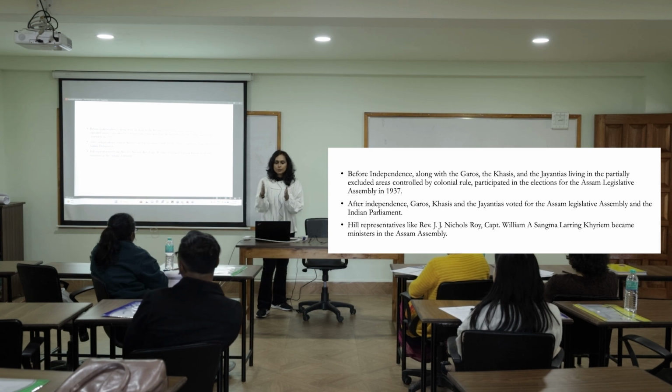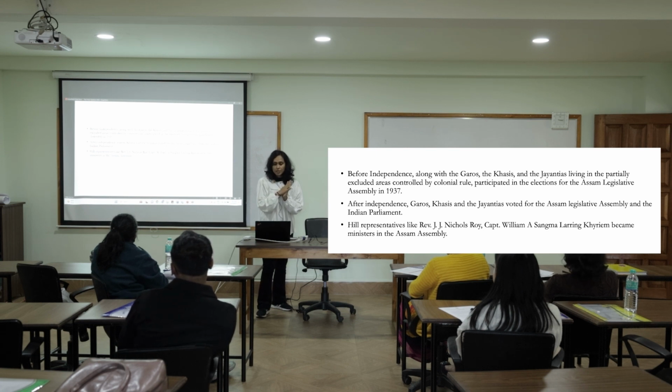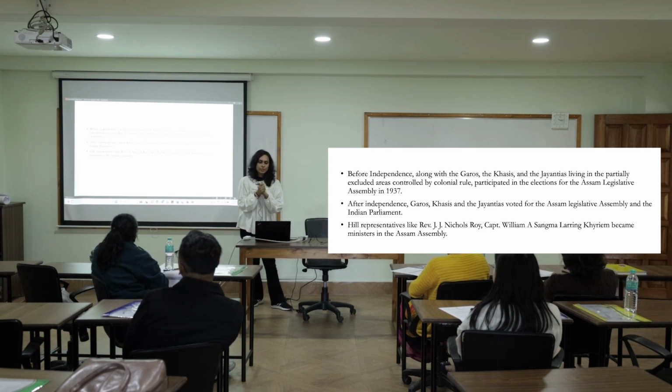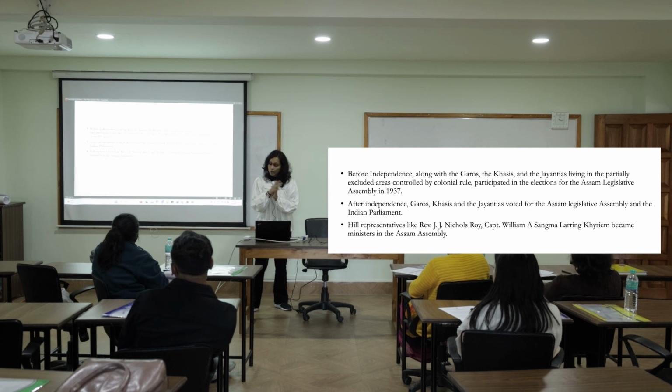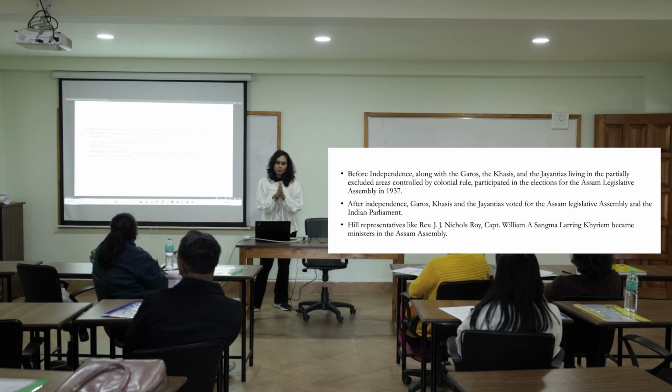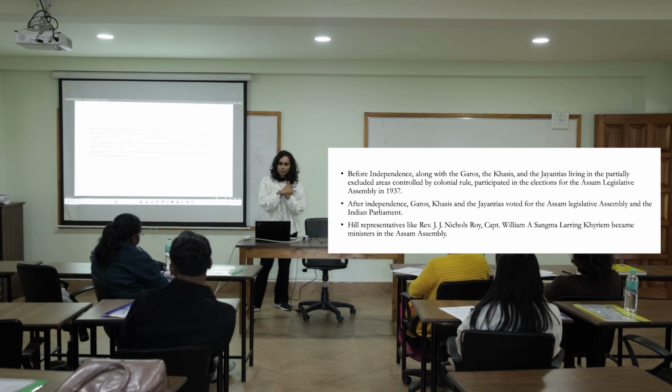Before that, they were in two different rules. So before independence, along with the Garos, the Khasis and the Jaintias living in the partially excluded areas, controlled by the colonial rule, participated in elections, partial participation for the Assam legislative election. That's in 1937, they participated.